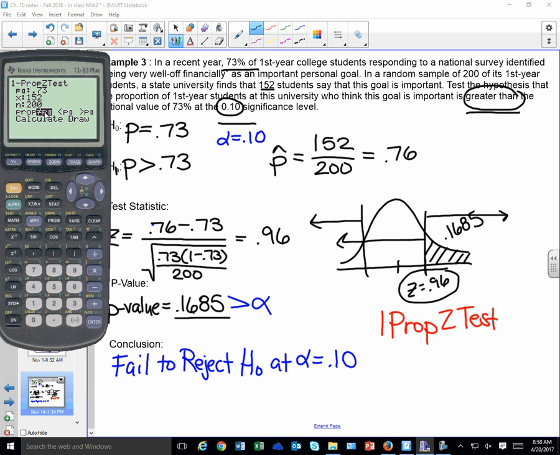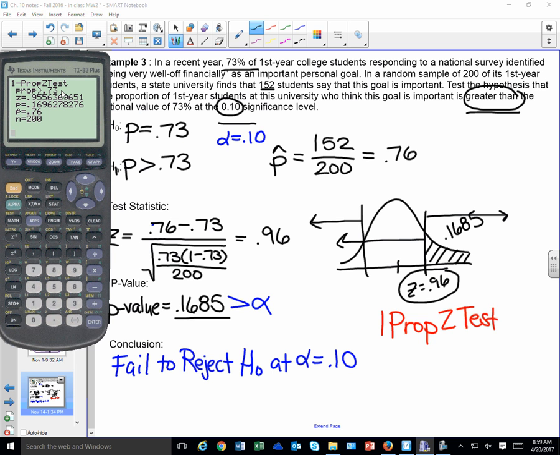Okay, so this is not equal to, this is less than. So we're saying that here, this is our p is less than 0.73. P is greater than 0.73. So you just pick which one you want. So ours is that one, and calculate.